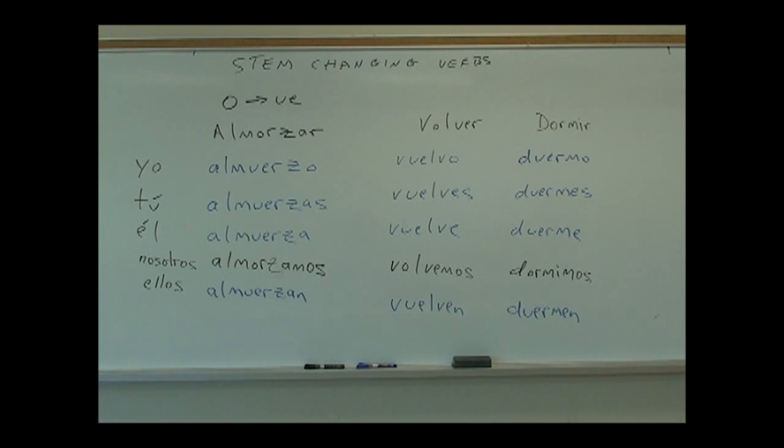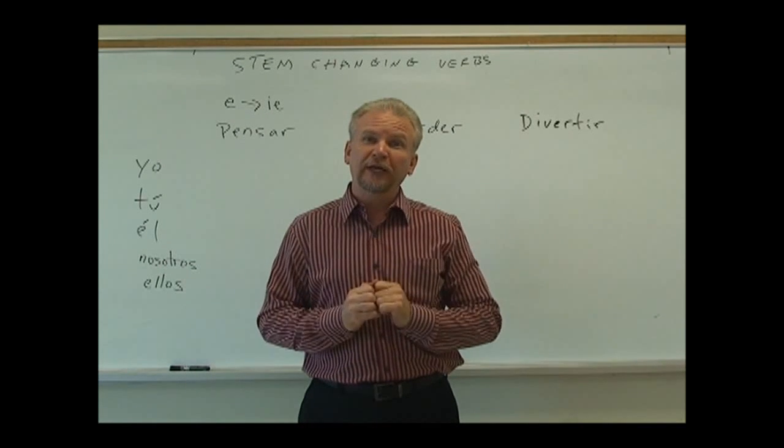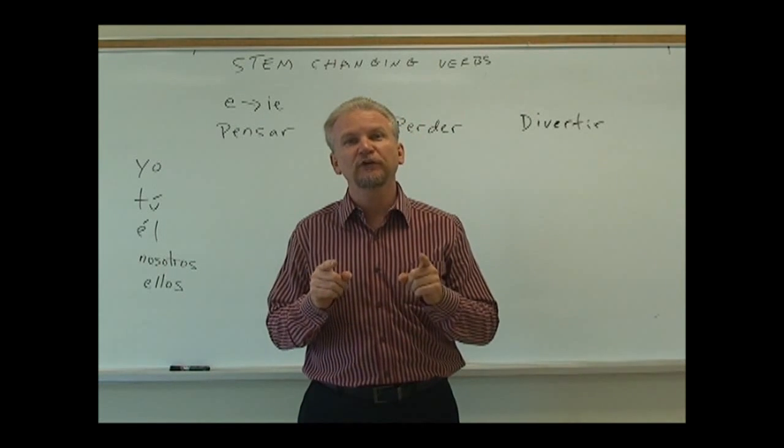The IR verb, dormir, to sleep. The O changes to UE. Yo duermo. I sleep. Tú duermes. You sleep. Él duerme. He sleeps. Nosotros does not change. Dormimos. Y ellos duermen. Now we're going to look at the next kind of stem-changing verb.